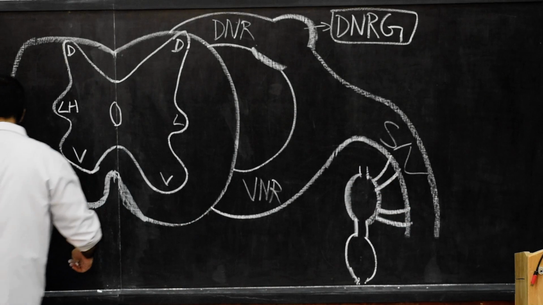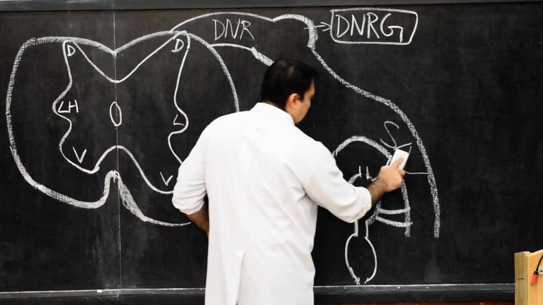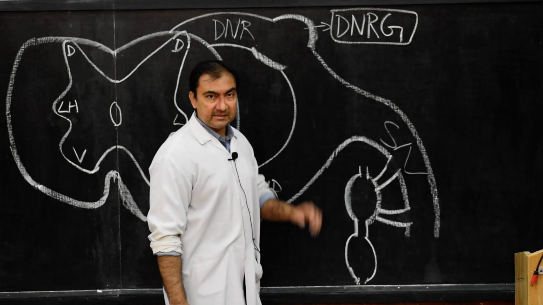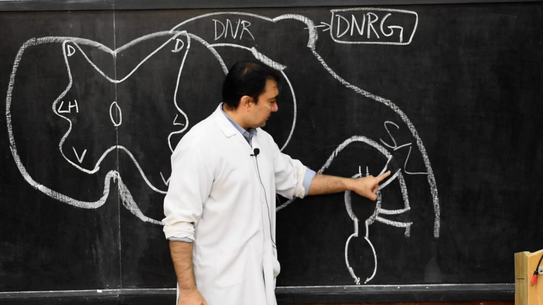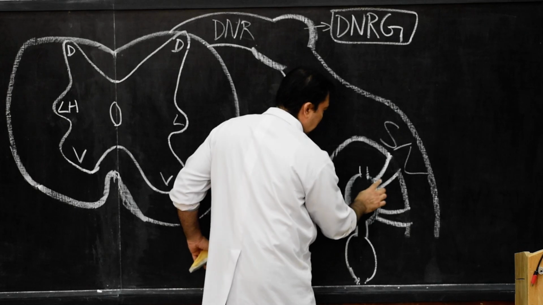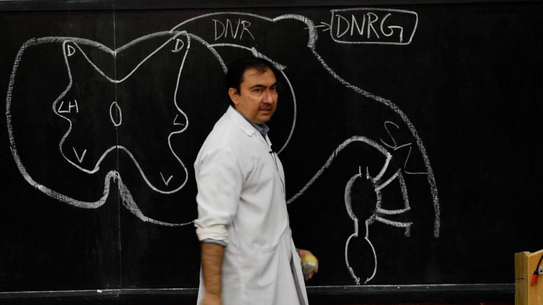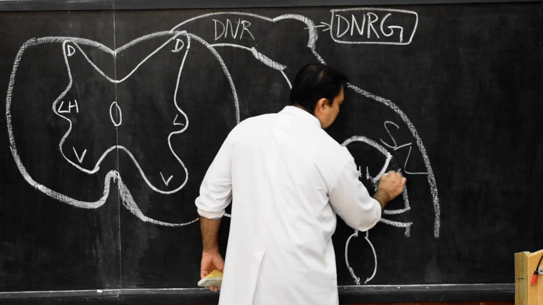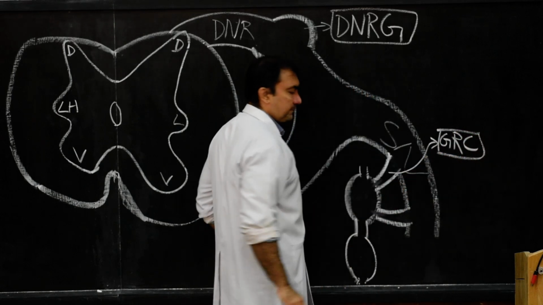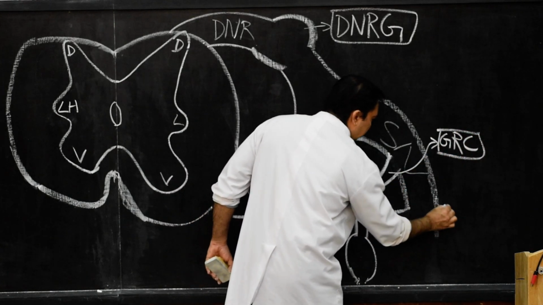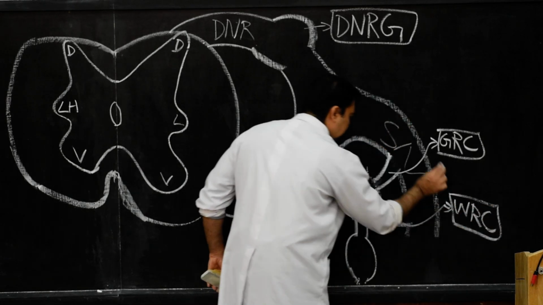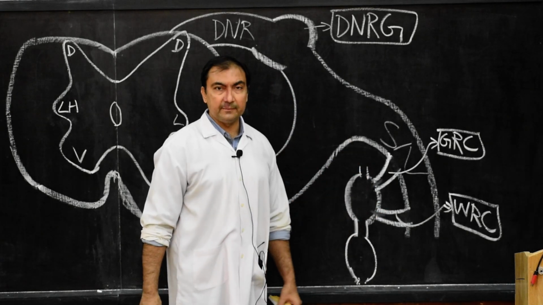And when you draw this number 1 and 2, make sure that one will be lateral and another will be medial to the spinal segment. For example, this is lateral, this is medial to the spinal cord segment. So therefore, accordingly you give the name. For example, this medial ramus communicans here will be known as gray ramus communicans, the medial one. And the lateral one here will be known as the white ramus communicans. The lateral one is called the white ramus communicans and medial is called gray ramus communicans.